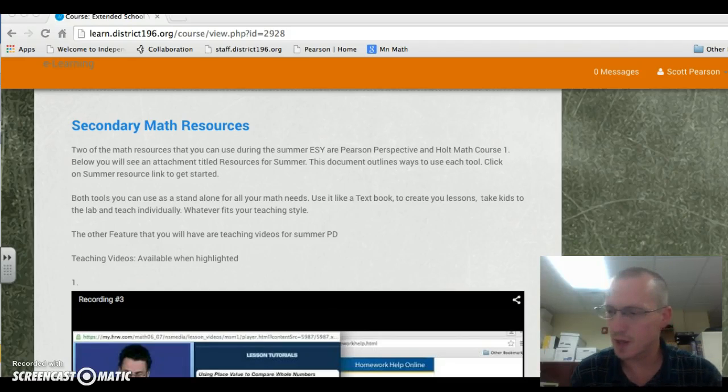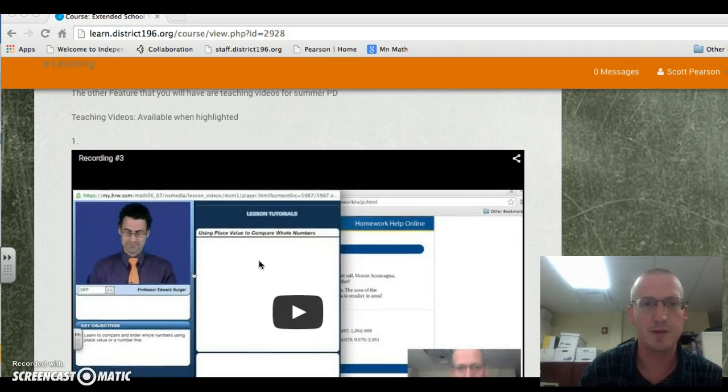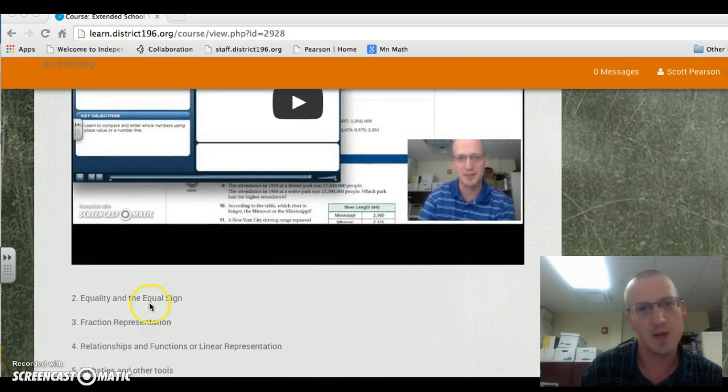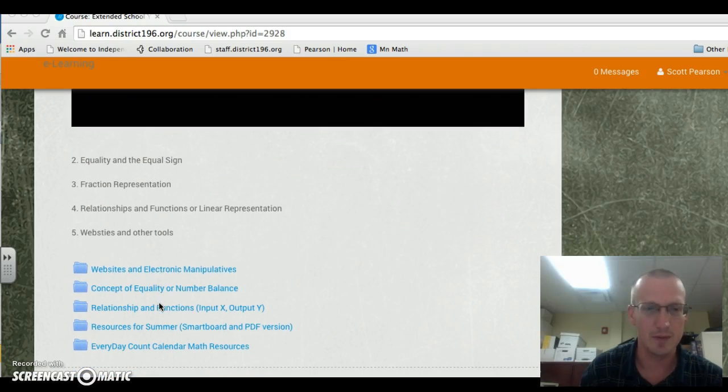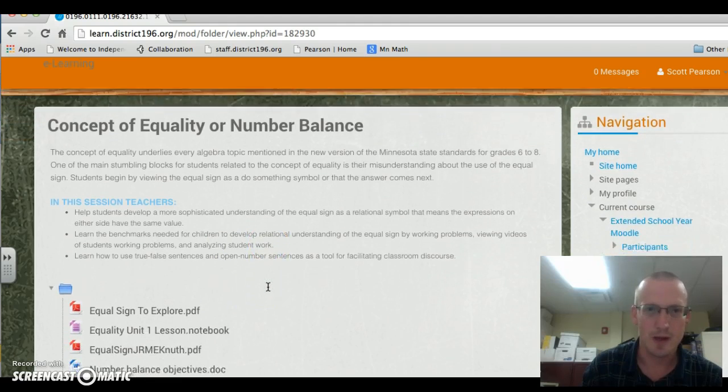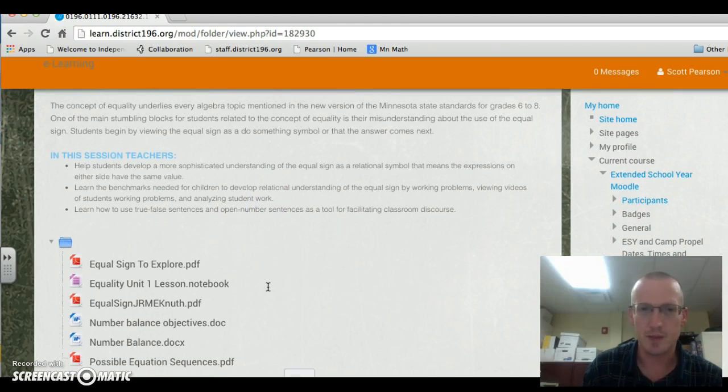Hello, today we're going to be looking at what the equal sign means and some other relational concepts around the equal sign. Under secondary math resources, you'll find all of the documents. If you just keep scrolling down, it's going to be equality and the equal sign. And if you keep scrolling all the way down to the bottom of the math professional development, you'll have the concept of equality and number balance. And once it opens up, we're going to be talking about all of these things.